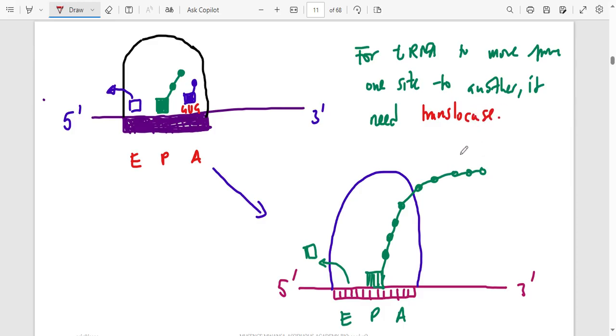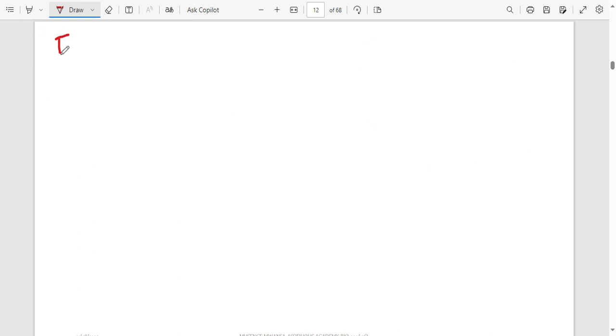Translocase is going to be required to be able to move. So once everything here has happened, we are now going to have termination. Is there any problem on initiation and elongation? Any problem?